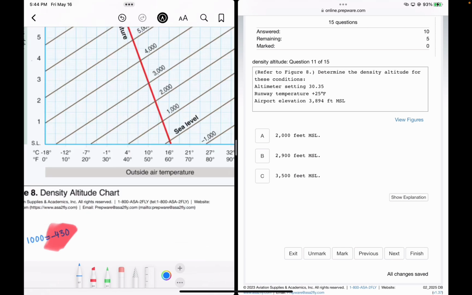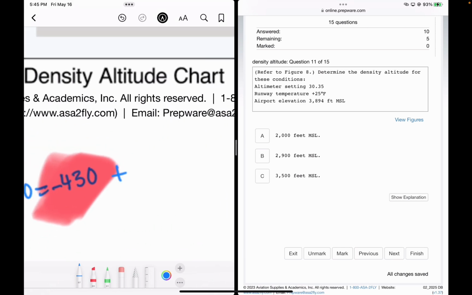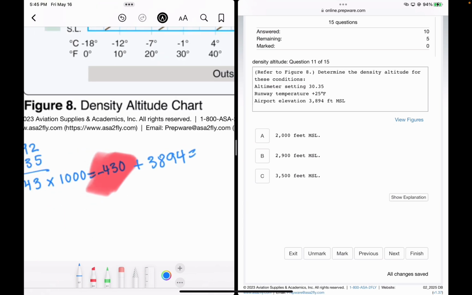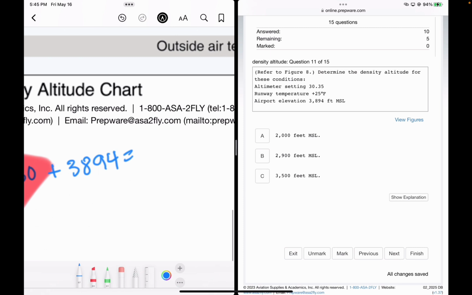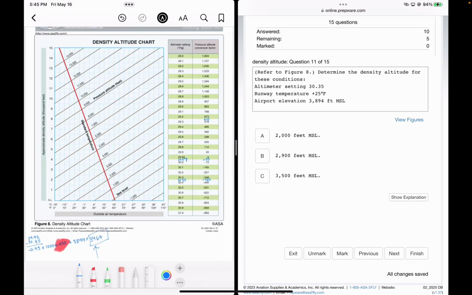So we double checked our work and it looks good, and then we just add that to our airport elevation, and then we get 3464. But we're not done. That is not the answer. That was the pressure altitude. So we needed that to find out another answer. Okay, do you remember how to do this? If you find the temperature, it's 25. You like, hold on.